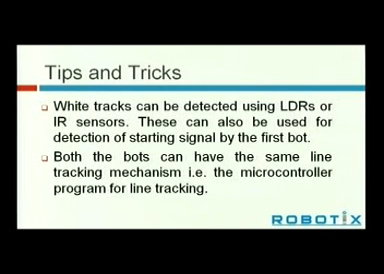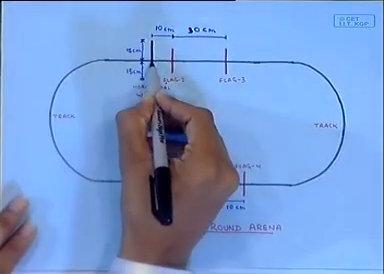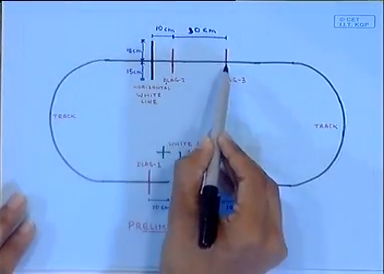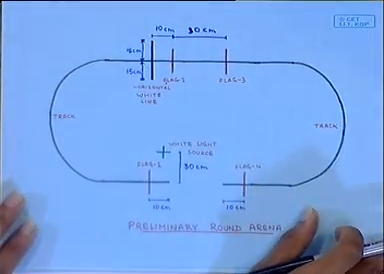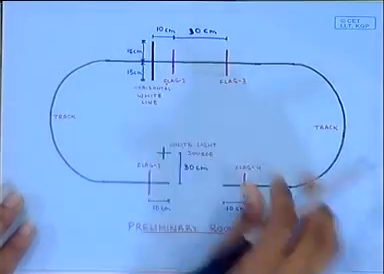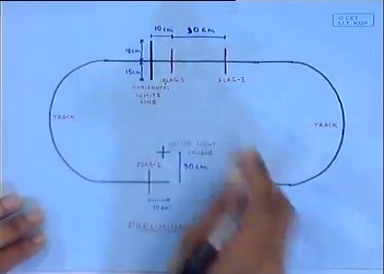Now we'll see some of the solutions of this event. The important point to be noted in this arena is that this horizontal line, flag 2 and flag 3 will be on a single straight line. So there won't be any case of non-detecting the horizontal white line.